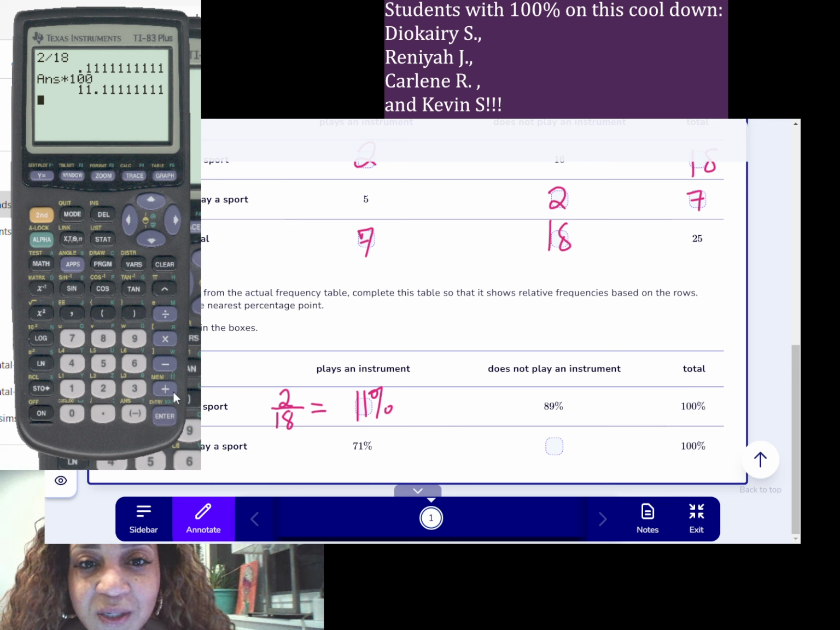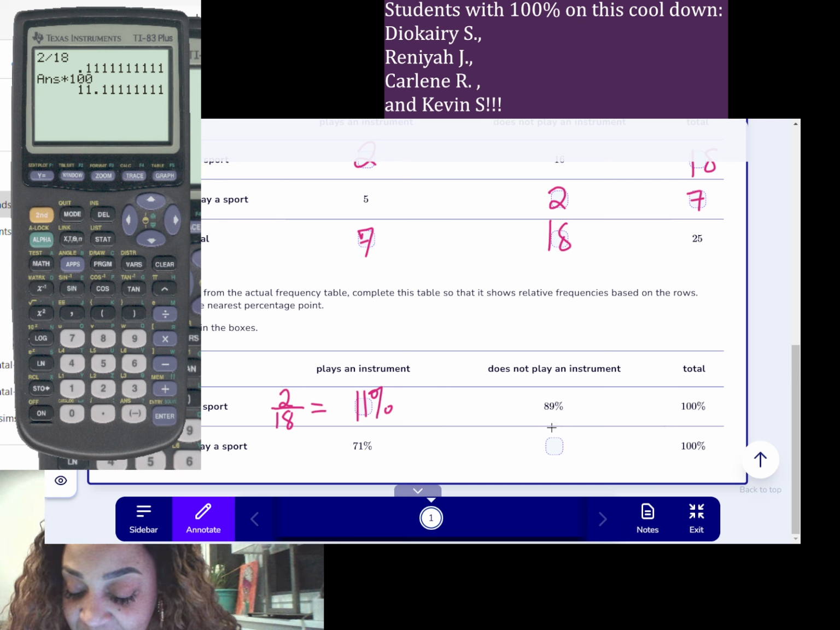Okay, and then when I look at the table, that number makes perfect sense to me, because when adding going across, I need 100% total. And it already has 89% filled in. So that would be another way to calculate the missing percentage there. Right? 100 minus 89 is 11. So this answer makes sense.